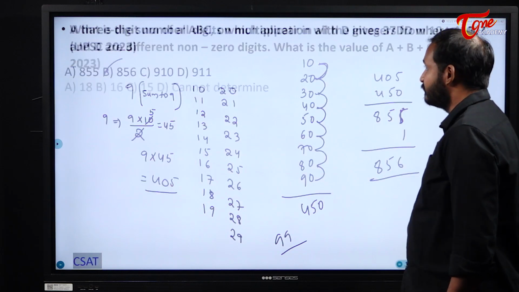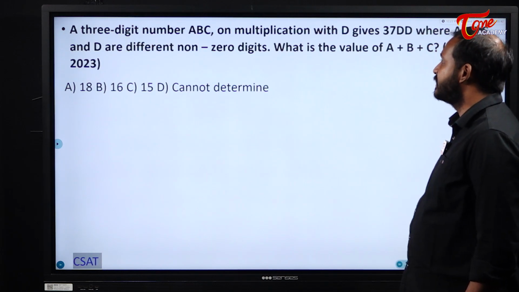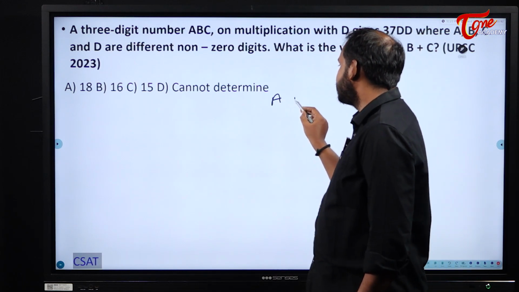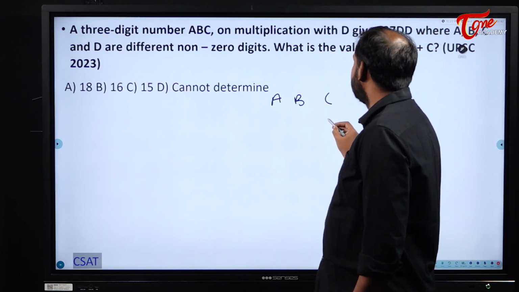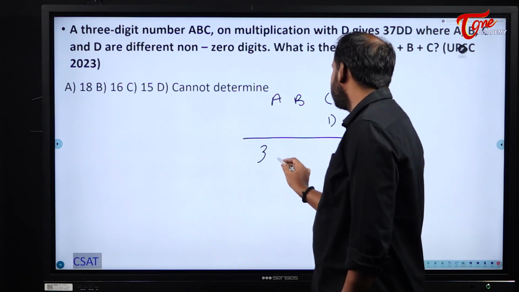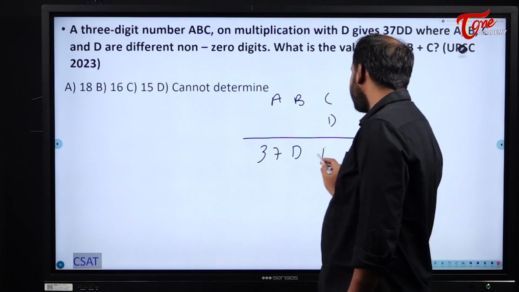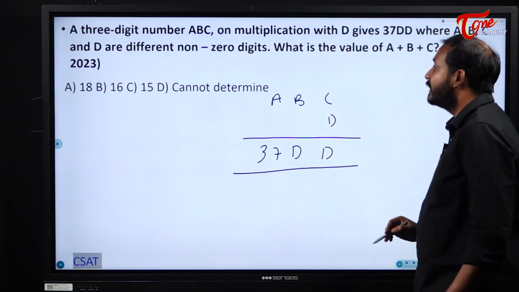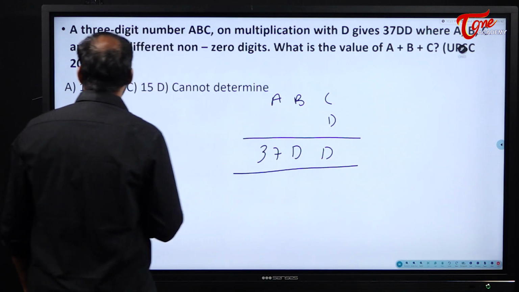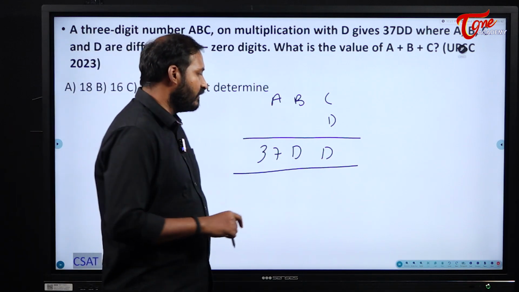Okay, next one. A 3-digit number ABC on multiplication with D gives 37DD. ABC is multiplied with D and my result is 37DD, where A, B, C, D are different non-zero digits. What is the value of A plus B plus C?